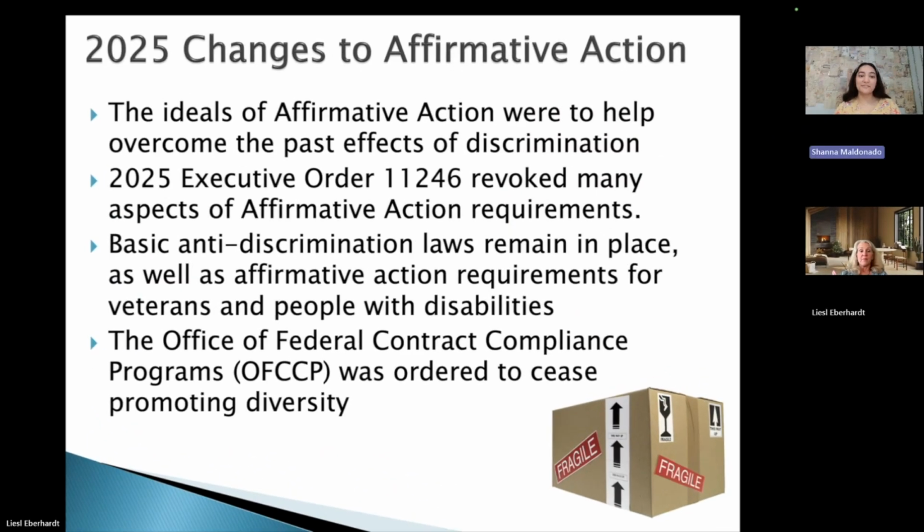And so here within 2025, changes to affirmative action is a genuinely current development worth flagging. Affirmative action was originally designed to help overcome the lasting effects of past discrimination. And in 2025, Executive Order 11246 revoked many of the requirements that had underpinned it. Basic anti-discrimination laws remain in place, and affirmative action protections for veterans and people with disabilities weren't affected. But the Office of Federal Contract Compliance Programs was directed to stop actively promoting diversity.